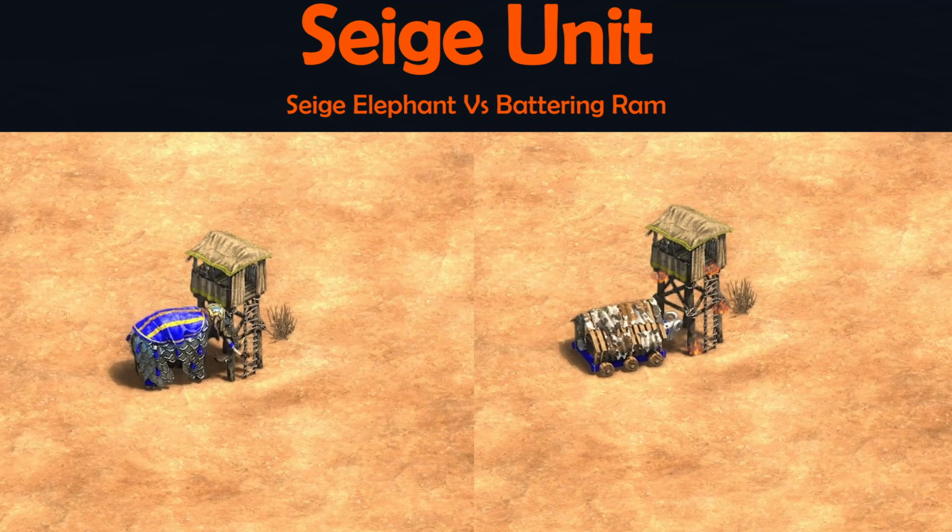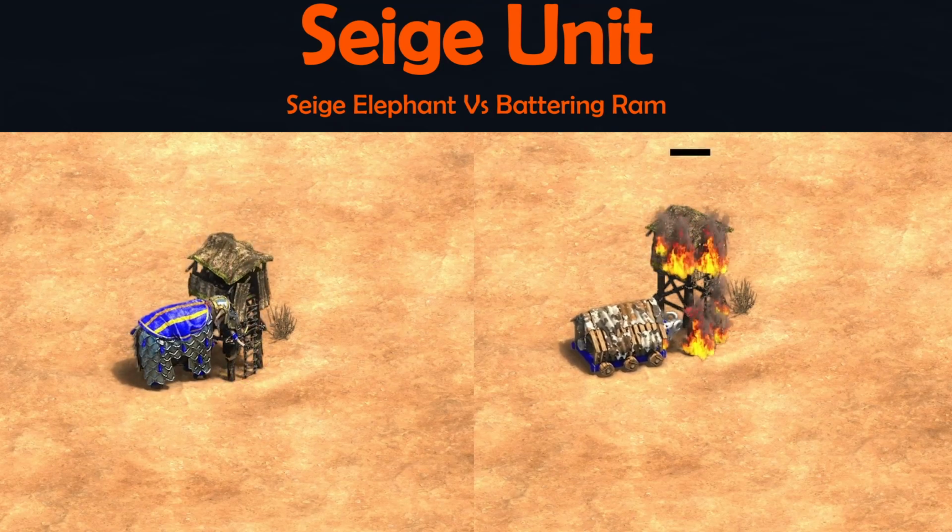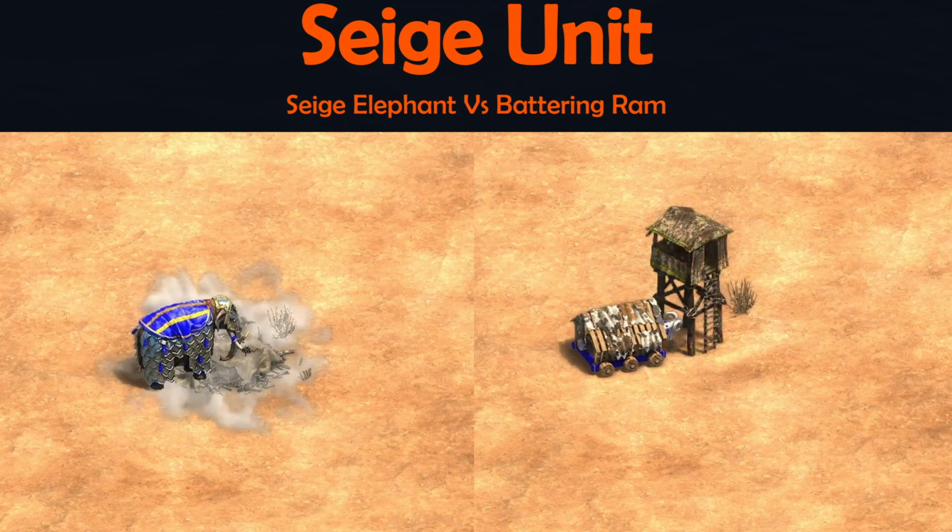The last, but not the least, looking into our siege elephants. It replaces the battering ram for the civilization, which the elephant unit surpasses both in speed and damage dealt over a given time.